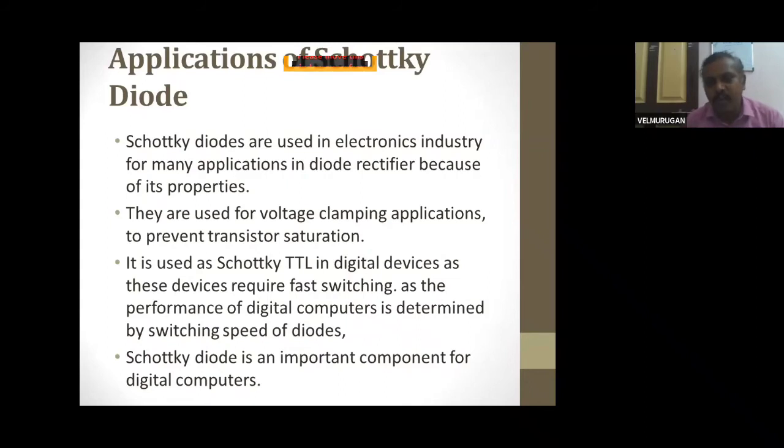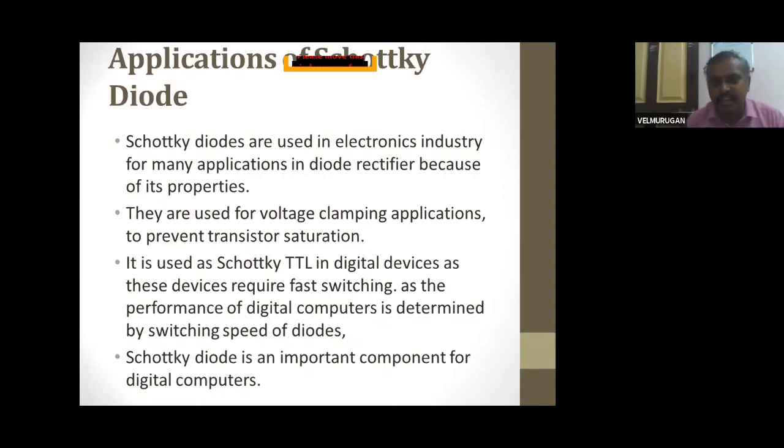First, they are used for voltage clamping to prevent transistor saturation. Clamping means you want to cut or clamp, transferring fully in the forward direction or the reverse direction. At that time we use clamping to prevent transistor saturation. A transistor has three regions: the cutoff region, the saturation region, and the active region. So it acts in the saturation region.